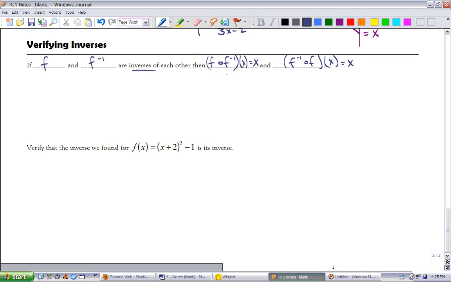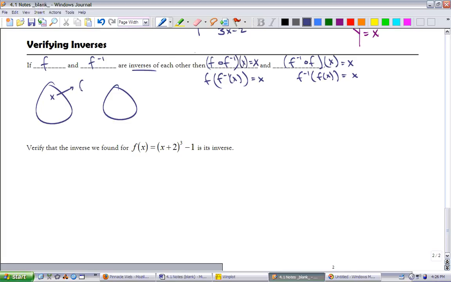In other words, in this case here, if I put the inverse into the function itself, it should equal x. Or if I put the function into its inverse, it should equal x. Okay, now, I left some room here because I just want to make some sense of this quickly.